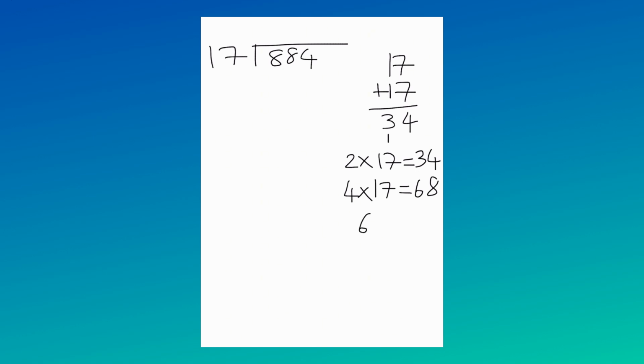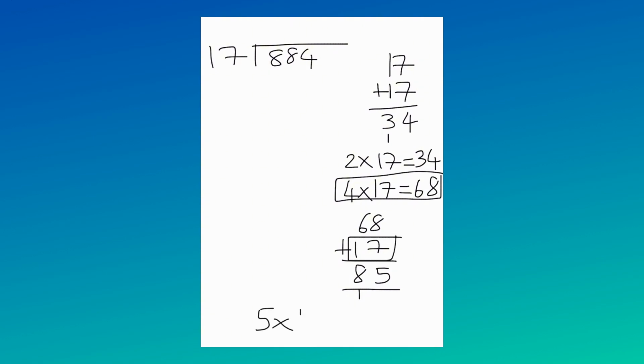Well, let's do 68 plus 1 more 17. I've got 8 plus 7 is 15. 6 plus 1 is 7, plus the 1 is 8. So I'm really nearly at 88. So I've got my 4 17s making 68, and I've got my extra 17 making my 85. So I know 5 times 17 is 85.